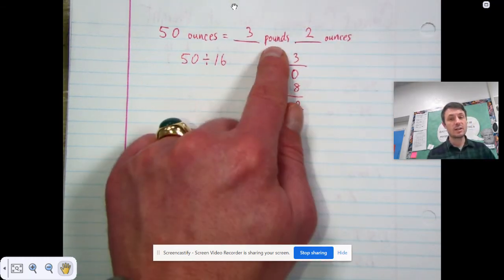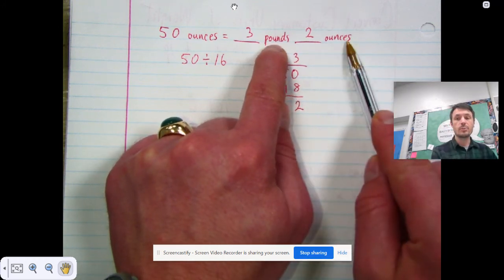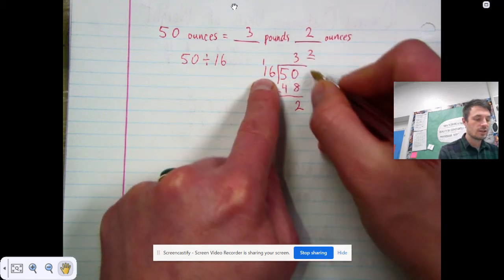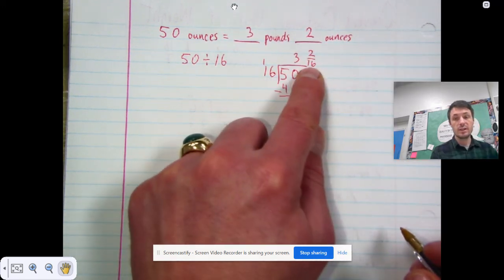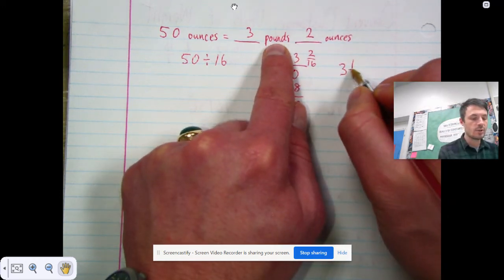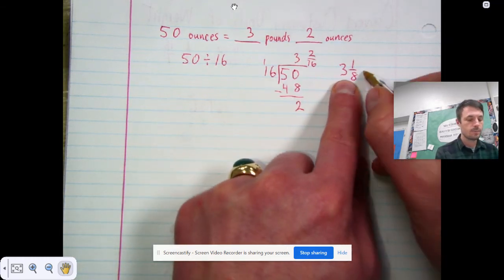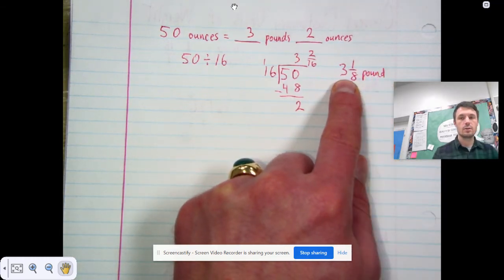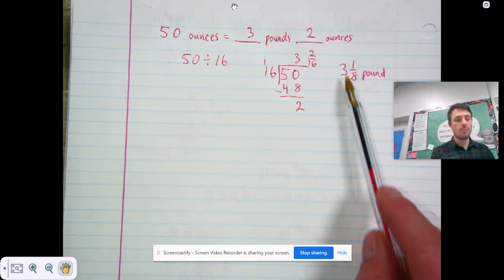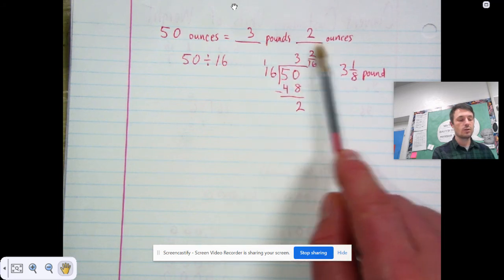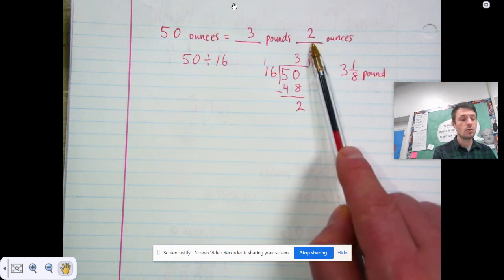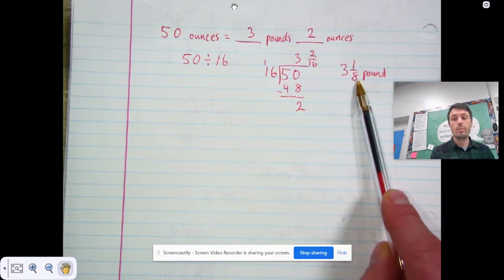Now, if you wanted to answer entirely in pounds without the ounces part, then you'd write the remainder as the fraction 2/16, which of course can be simplified to 1/8. So if you wanted to write the answer in just pounds, it would be 3 1/8 pounds. Or you could write 3 pounds, 2 ounces. Both of these are correct, because 2 ounces is 1/8 of a pound.